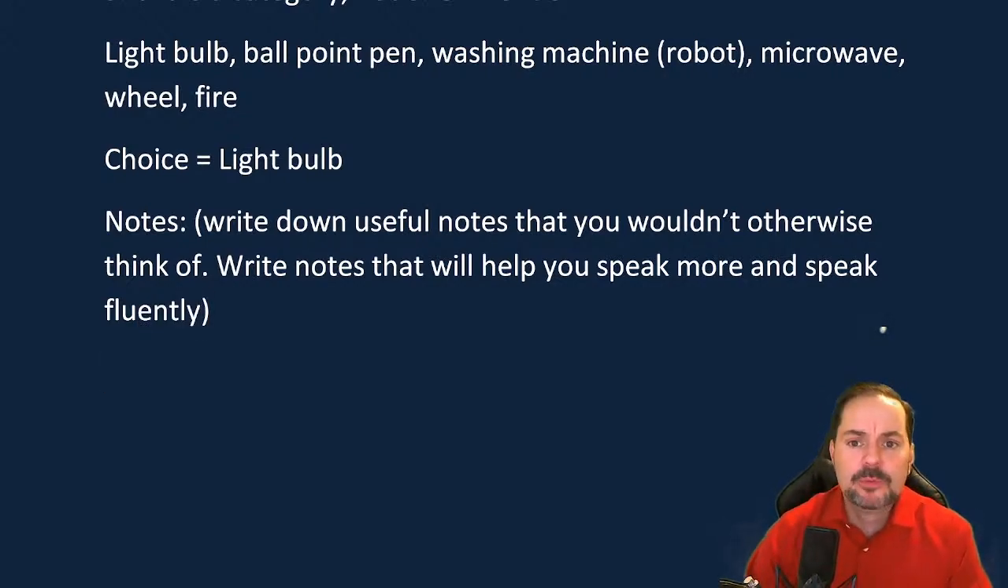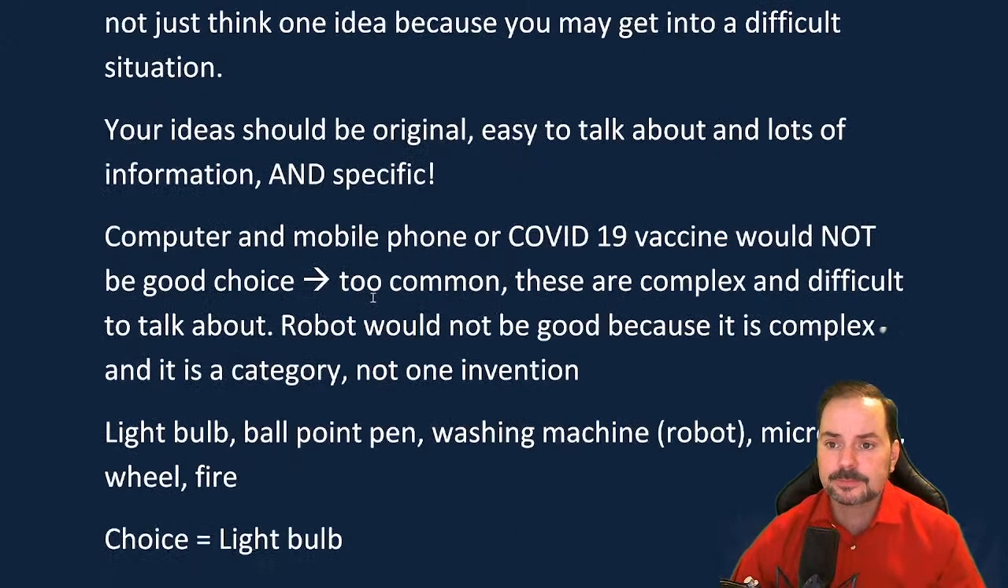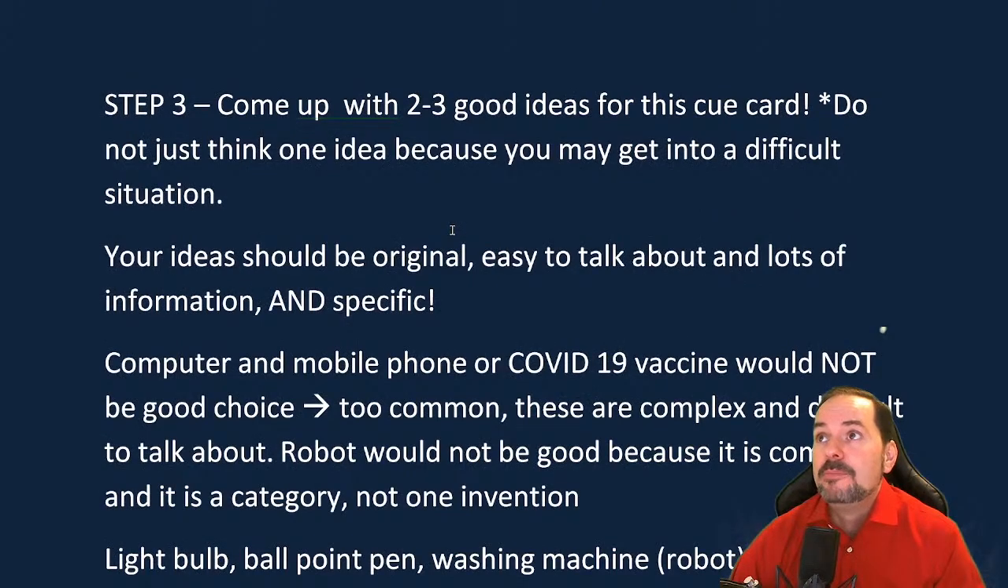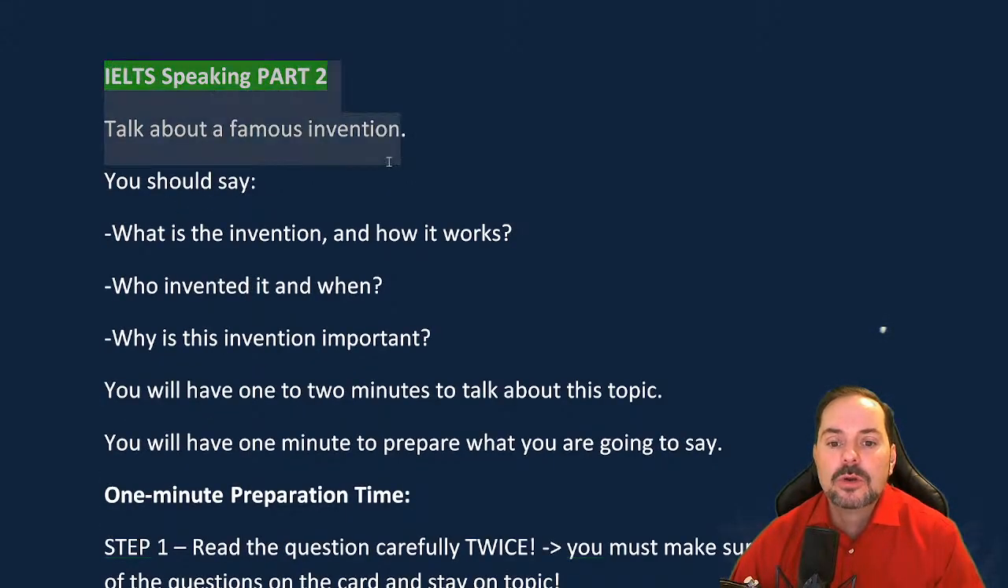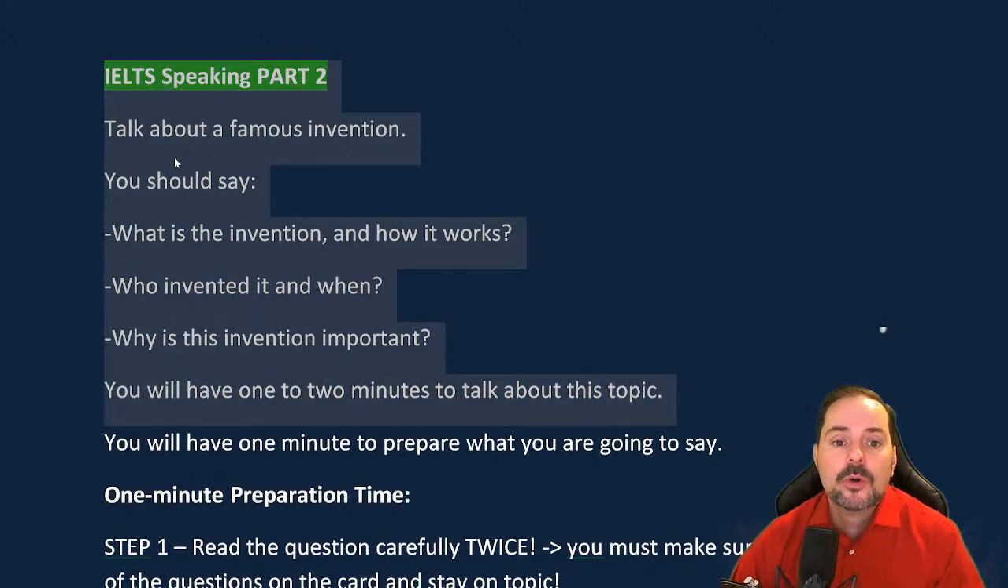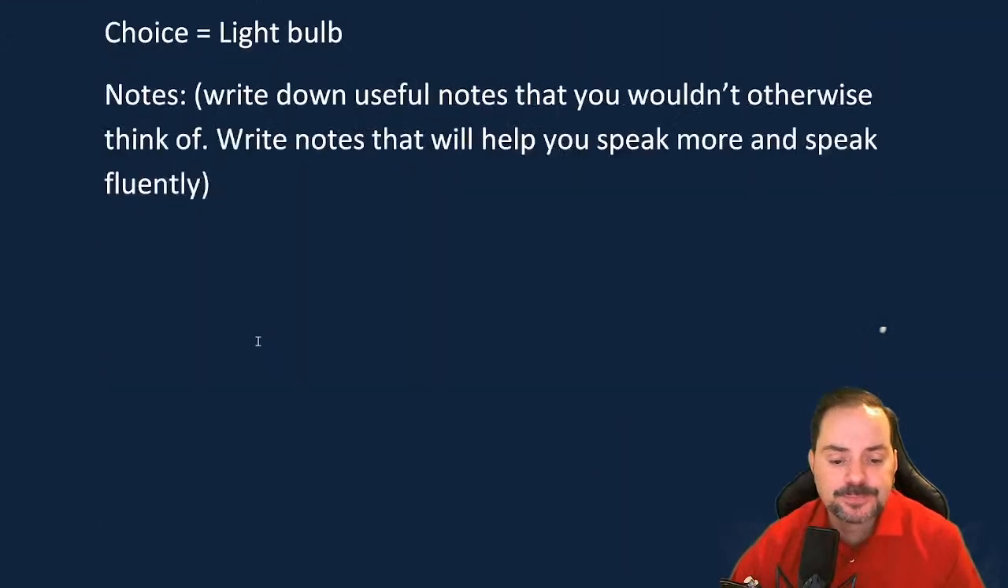Okay, so light bulb. Remember what we said before, everyone? So we're talking about an invention, and Alina, nice, microscope. So now a lot of you are thinking about good ones, okay? The beach is not an invention, Helen. So here, again, the IELTS cue card is this here. So talk about a famous invention. You should say what is the invention and how it works, who invented it and when. Why is this invention important? You will have 1 to 2 minutes to talk about this topic.